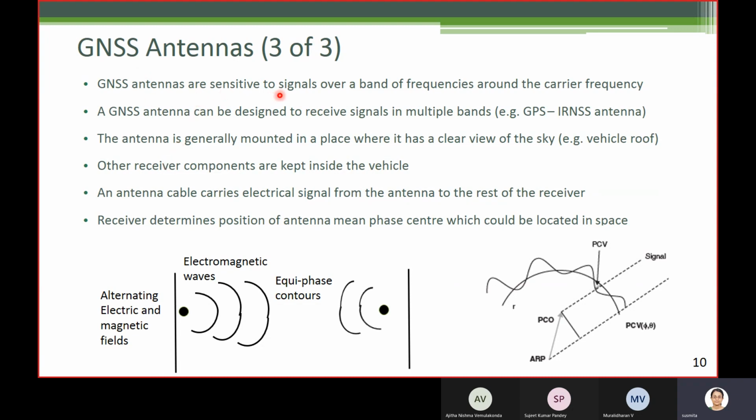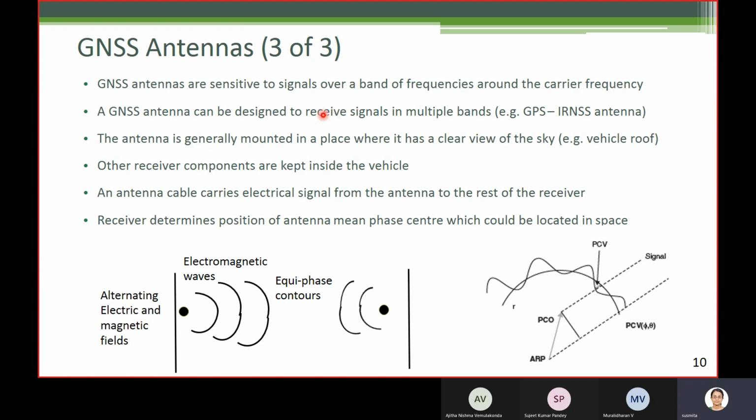Now, GNSS antennas are sensitive to signals over a band of frequencies. Suppose you have an antenna that is designed to receive signals in the L1 band, meaning the carrier frequency is 1575.42 megahertz, and the antenna will receive signals over a band of frequencies around this carrier frequency. Let's say some 10 to 20 megahertz we consider around this. So the antenna will be sensitive to all the signals within this band around that carrier frequency. This is called the antenna bandwidth.